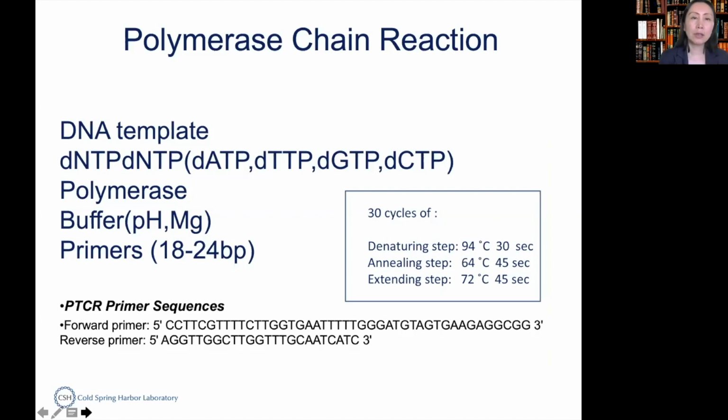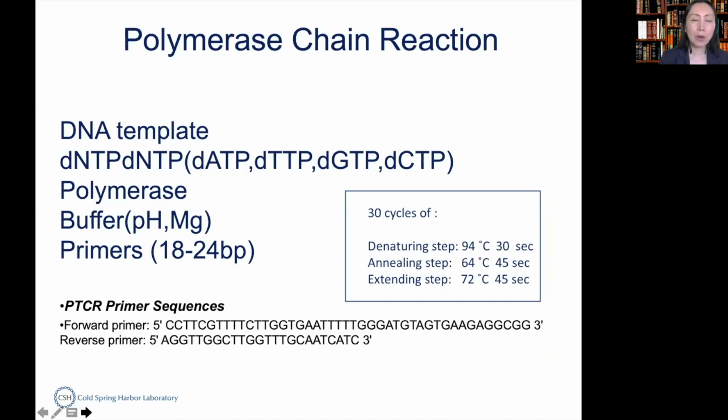So to do PCR for today's experiment, we need a DNA template, which is the DNA you purified. And we also need a lot of free nucleotides, A, T, C, Gs, that will help us to build up those new copies of DNA. And also we need a polymerase. Polymerase is important. It's in the name of this reaction. That polymerase will help to initiate the whole process.